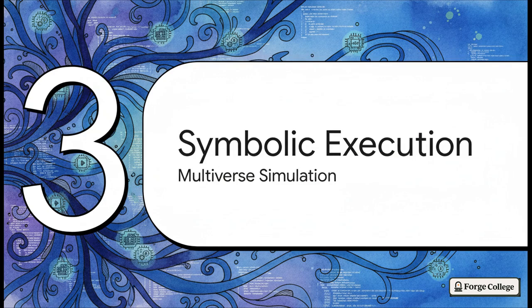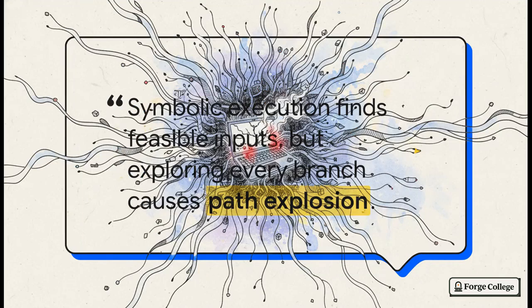Okay, Section 3, Multiverse Simulation, Symbolic Execution. Time to bring out the big guns. We are transitioning to the heavy artillery now. We're essentially introducing a multiverse simulator for your smart contracts, which lets us explore different alternate realities of code execution. And I absolutely love this quote we've got here. Symbolic execution finds feasible inputs, but exploring every branch naively causes exponential path explosion that can melt your laptop.